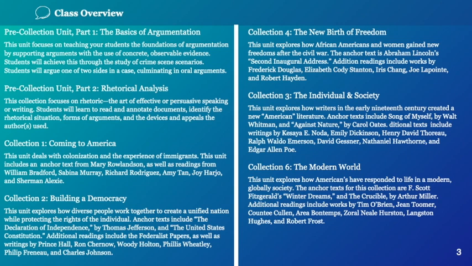So then we're going back in time a little bit to collection 3, which is the individual in society. 19th century, and it's the creation of this new American literature, uniquely American voices in poetry, in text, in literature, you name it. Then finally, collection 6, which is the modern world. We're going to be reading The Crucible by Arthur Miller, as well as some texts by Tim O'Brien, Zora Neale Hurston, Langston Hughes, some Robert Frost, and some different things there.